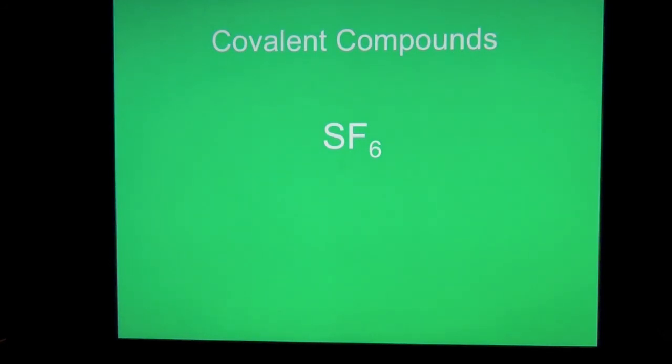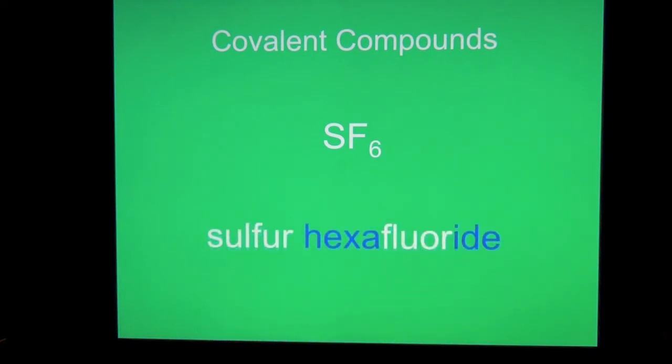SF6, the prefix for 6 is hexa. So this is going to be sulfur hexafluoride. Sulfur hexafluoride. So use prefixes for each one of the elements, and the second nonmetal does get an "-ide" ending.